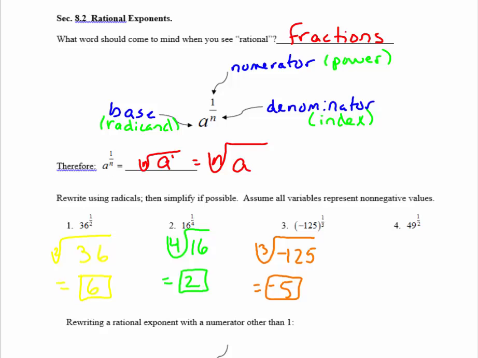Number 4, 49 to the 1/2. Again, the 2 is the index, so it's the square root of 49. I'm not going to put a 2 there because it's understood to be there. And the 1 is also understood to be. So what's the square root of 49? The square root of 49 is 7. So just remember the radicand is the base, the power is the numerator, and the denominator is the index.